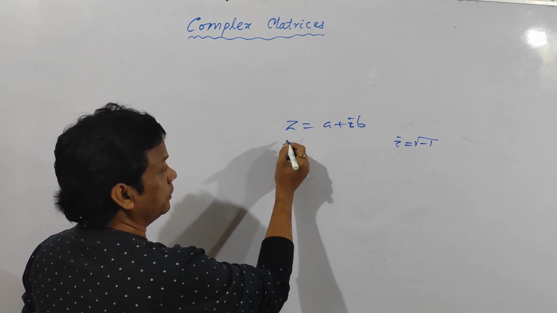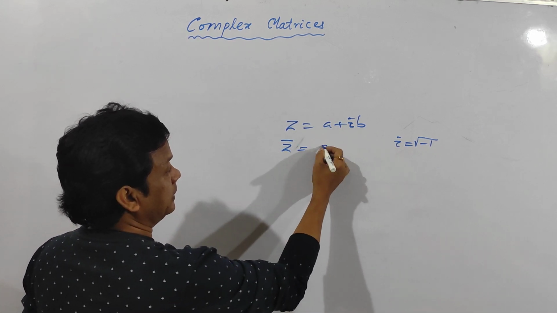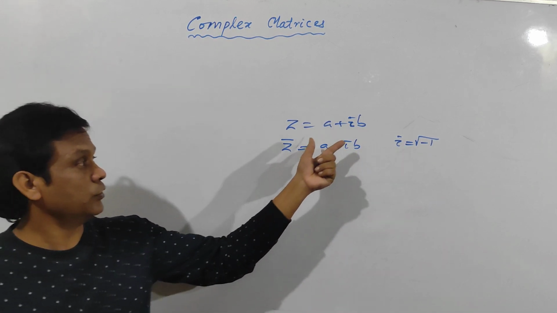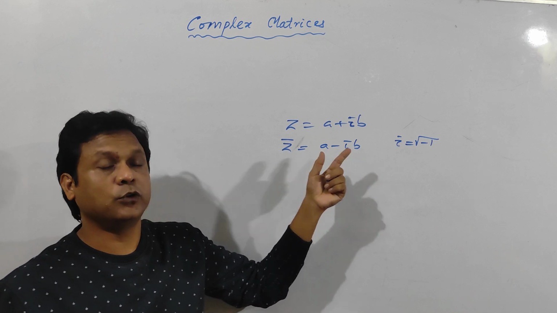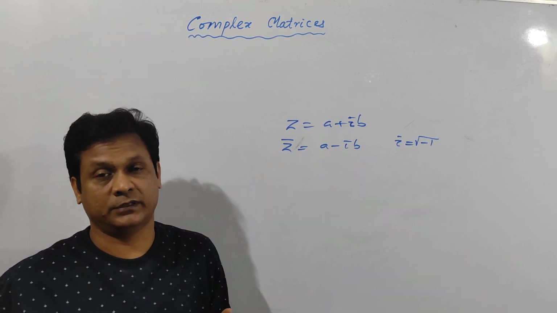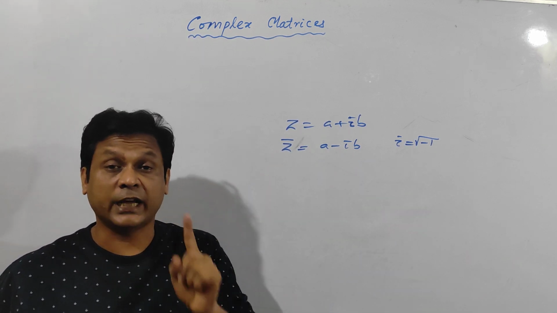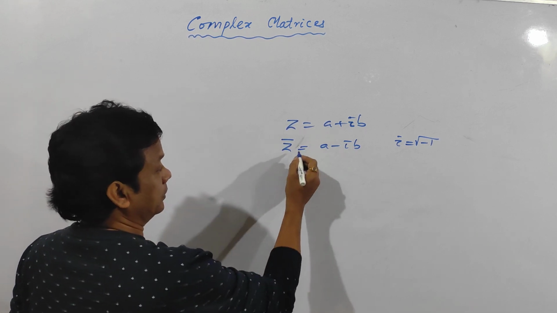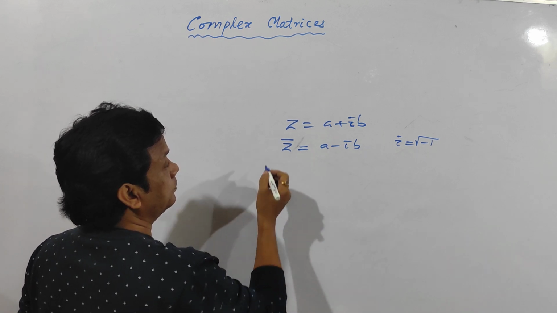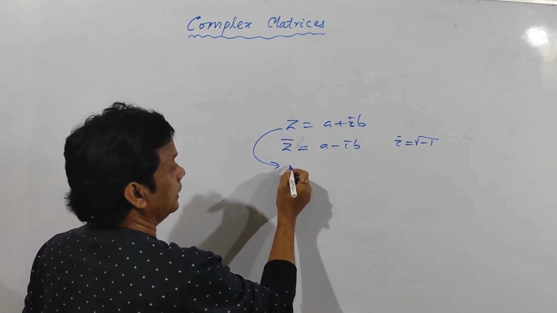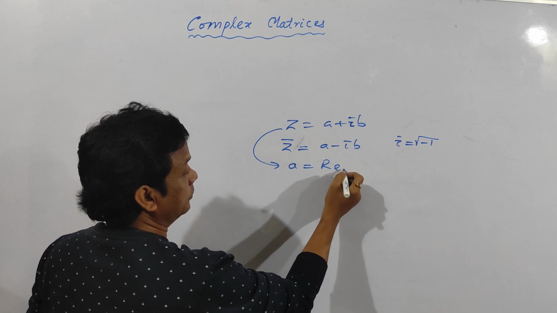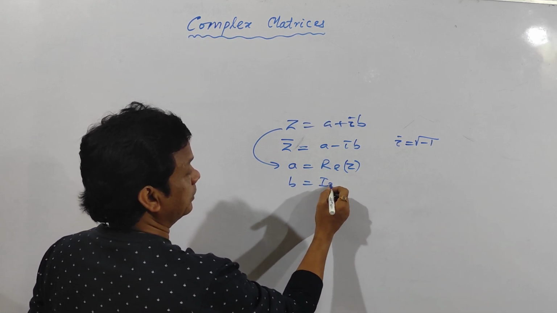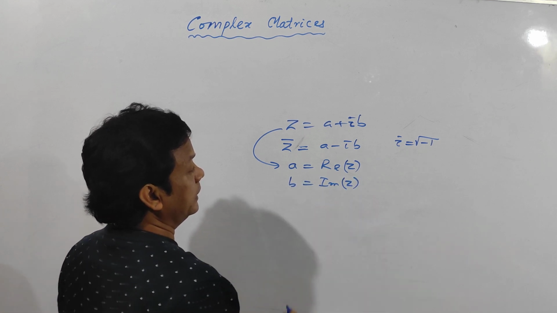And the conjugate of Z is Z bar and it is A minus iB. The conjugate of A plus iB is A minus iB. Only change the sign of the imaginary part. The imaginary part is not iB, only B is the imaginary part. Remember. See here. And for this case, A is equal to real part of Z. We are writing like this. And B is equal to imaginary part of Z. It is denoted like this.